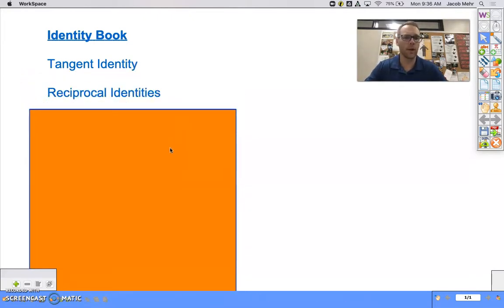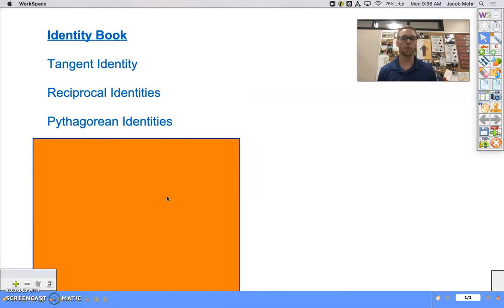We have our reciprocal identities. By reciprocal identities, well, what are our reciprocals? Well, that would be secant of x, cosecant of x, cotangent of x. So I labeled reciprocal identities. I wrote secant, cosecant, cotangent underneath. I would fill in what those are.